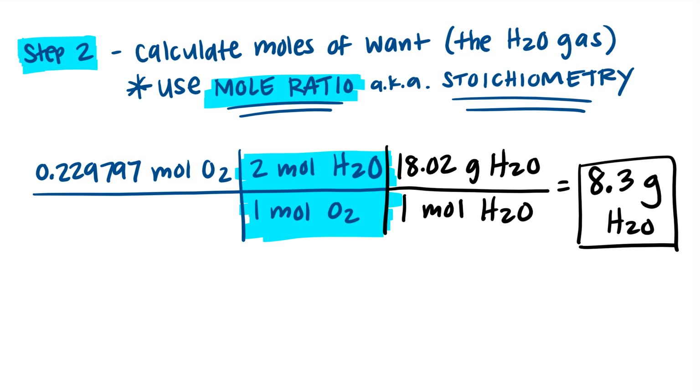And then step 3 of the problem would be to convert your moles of the want into whatever unit the question wants you to solve for. In this case, it is grams of H2O. And then finally, we round for our significant figures here, and it is 2 sig figs. So our final answer is going to be this 8.3 grams of water.